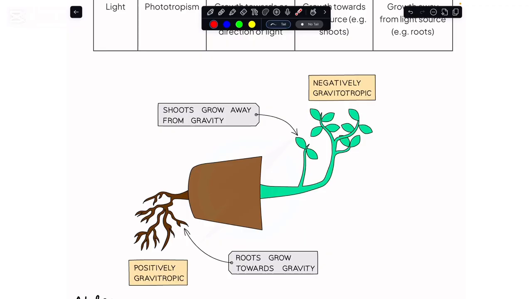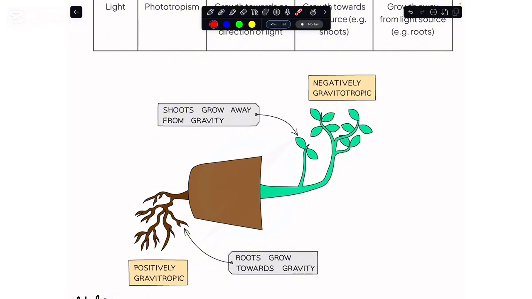So if I were to apply both the phototropic and the gravitropic responses to this specific plant, for instance, if I were to talk about the light, you see that here the shoots, since they are growing toward the light, are exhibiting positive phototropism. And these roots, since they are growing away from the light, we would say that at the moment they are exhibiting negative phototropism.